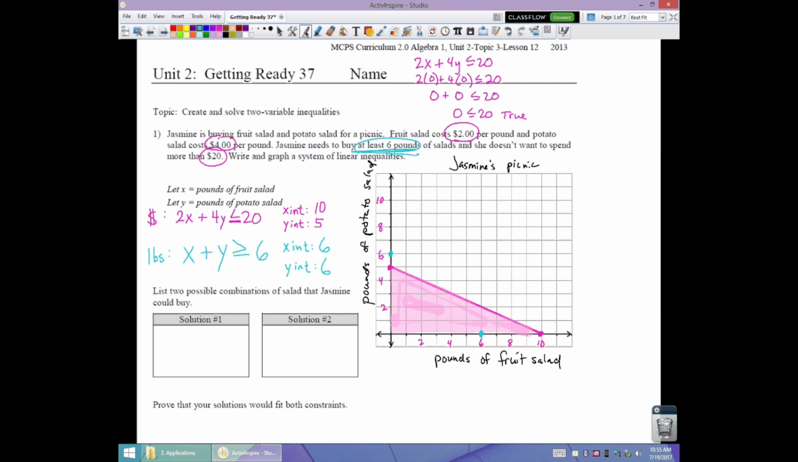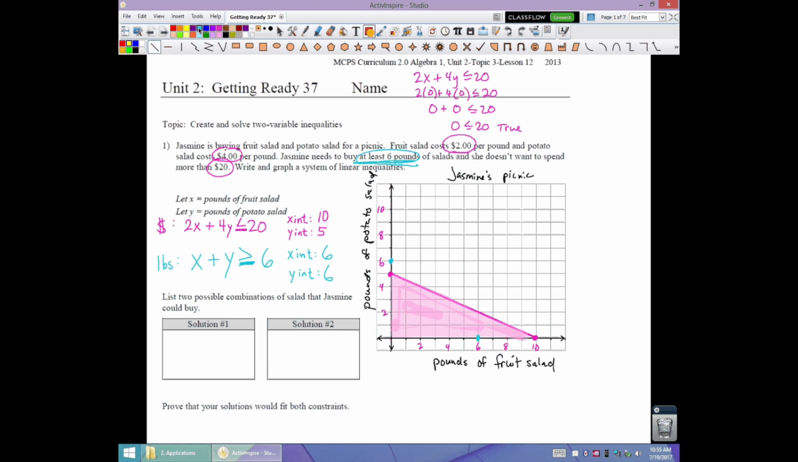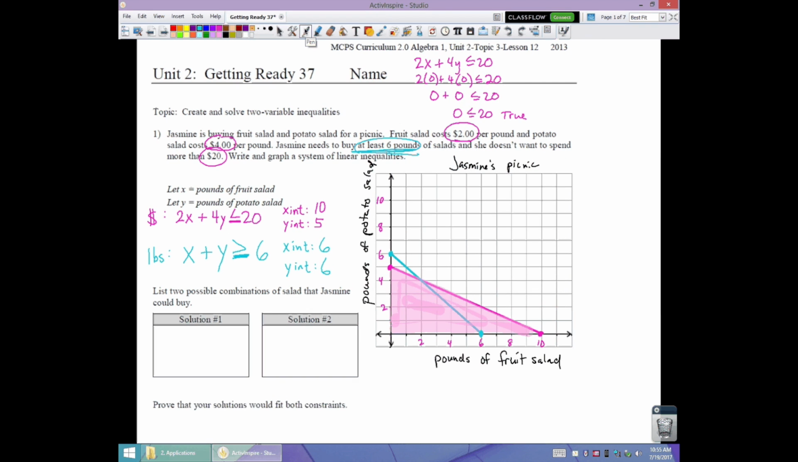This line is also going to be a solid line because it's greater than or equal to. We said we wanted at least 6 pounds, meaning 6 would be okay. That would be enough. So solid line from 6 to 6. Again, no negatives. And we can use 0, 0 for our checkpoint again because that blue line also misses the origin. So I go to x plus y greater than or equal to 6, and I substitute 0 for each variable. 0 plus 0 is 0.